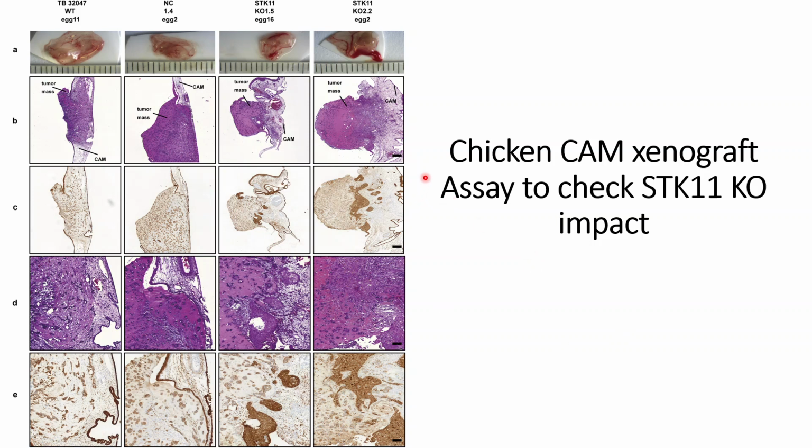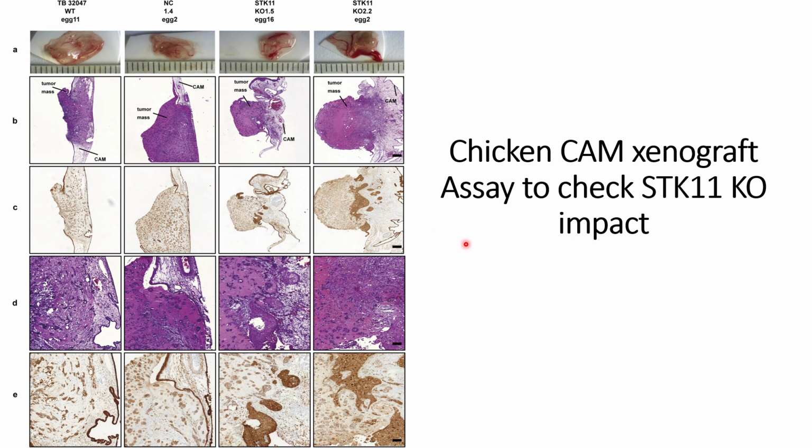Today we will continue our discussion about STK11 knockout impact. In the previous video we understood the migration assay that has been done in vitro, on the pancreatic cancer cells within the lab. So in this video we will discuss the in vivo experiment that is popularly known as the CAM Xenograft Assay.